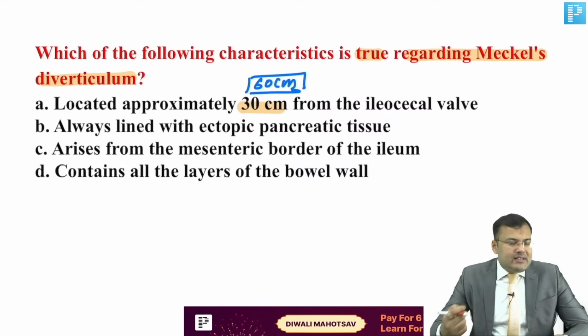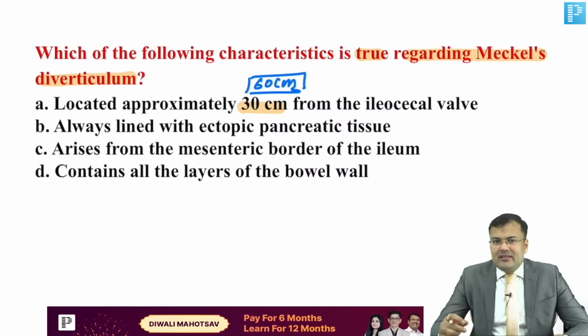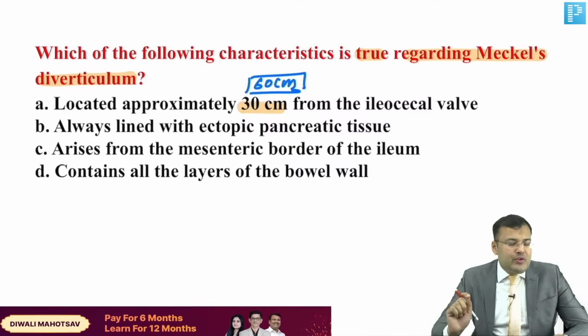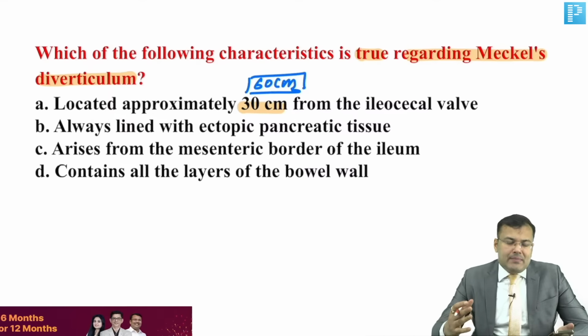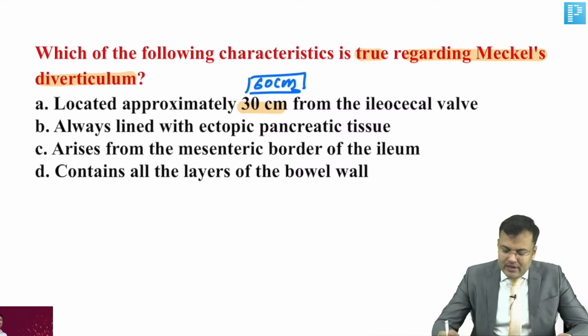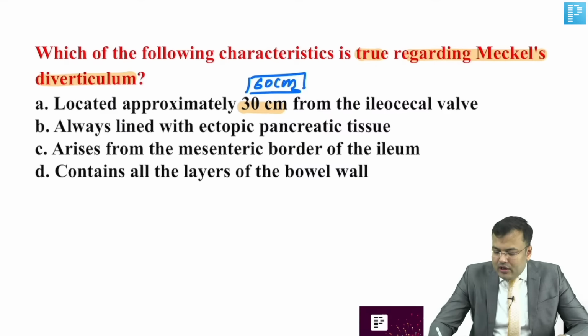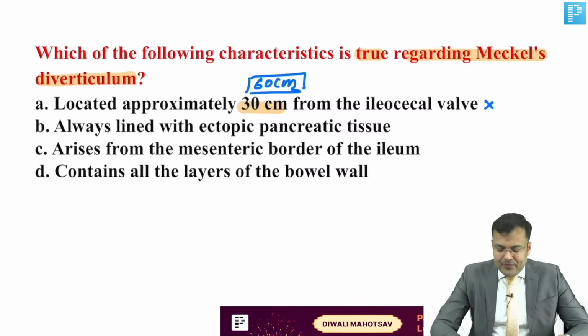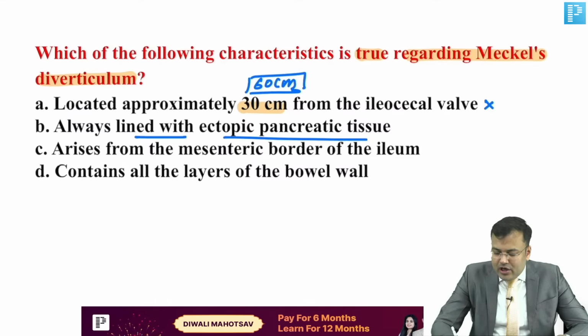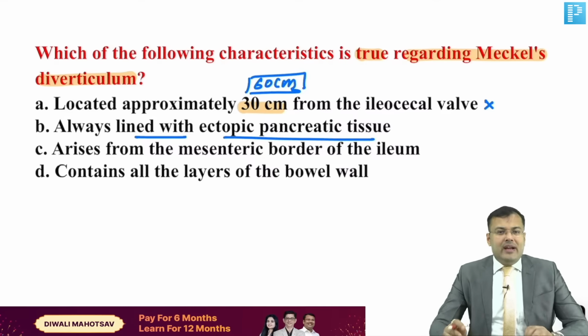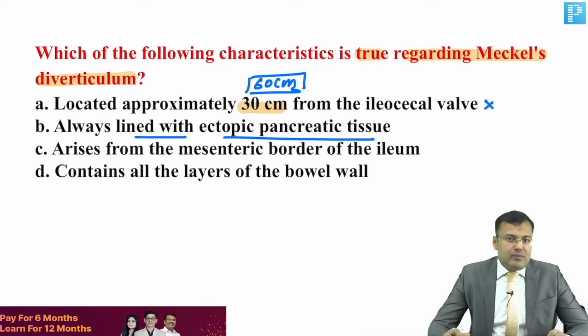Okay. What is the length? 2 inches in length. So, length is 5 centimeter, that is 2 inches, and most of the symptomatic patients are less than 2 years of age. So, here option A is incorrect. Option B, always lined with ectopic pancreatic tissue, is incorrect. It is lined by ectopic tissues, but not always.